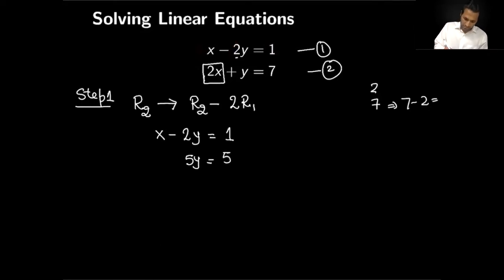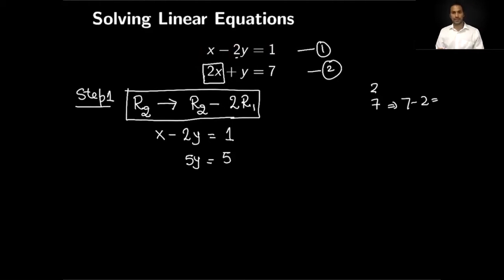So this is a very special operation which we perform. It helps us eliminate the first entry in the second row. Once we have done that, in the second step, we will do the backward substitution.